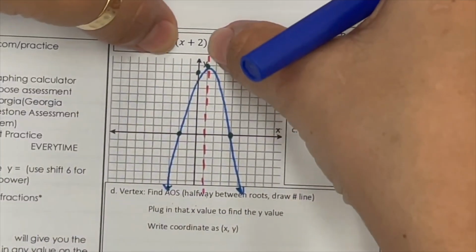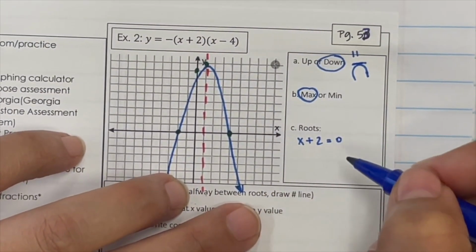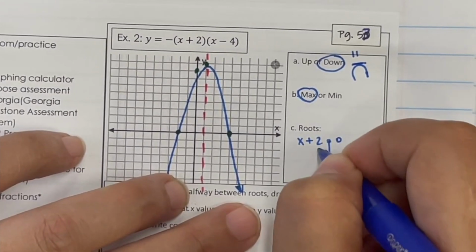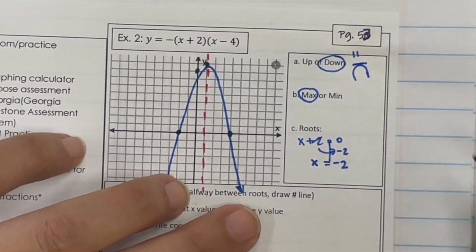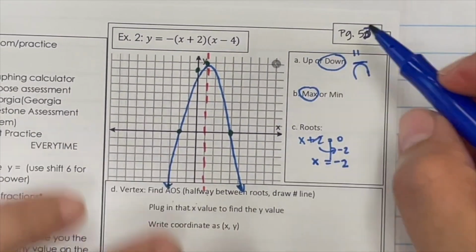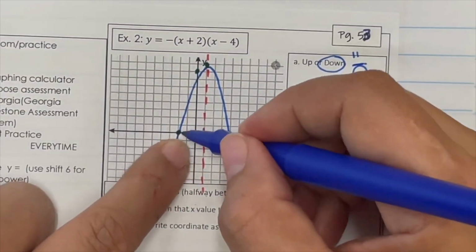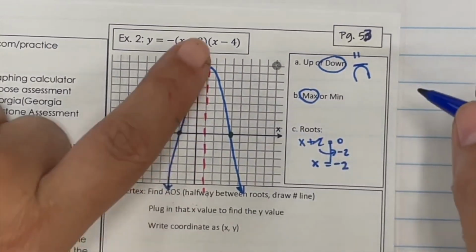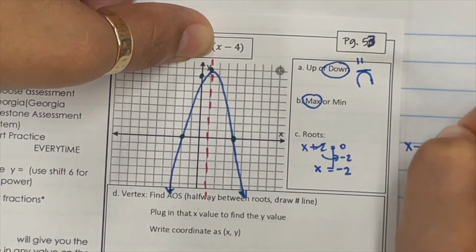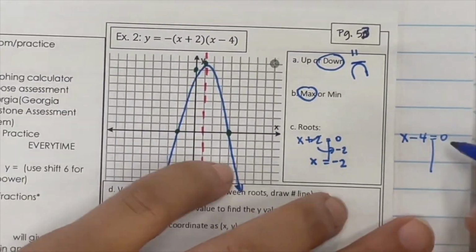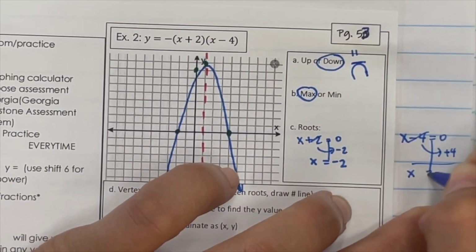So you put each parenthesis equal to 0. x plus 2 is equal to 0. All right, take this to the other side. It's going to be negative 2. That goes away, so x is equal to negative 2. So again, as we're doing this, we're going to check. So I should have an unhappy face. Yep, I do. I cross over at negative 2 on the x-axis. This other one is x minus 4 is equal to 0. All right, we're going to go ahead and take this to the other side. That's going to be plus 4. That goes away, so x is equal to 4.